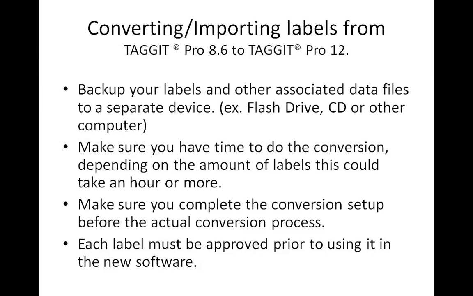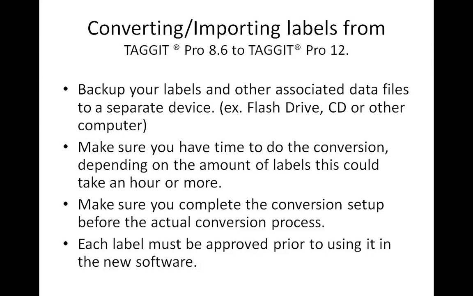Next step is to make sure you complete the conversion setup process before you do the conversion. That process involves making sure you have everything linked so that when the actual converter starts to convert, it knows where everything is. And the last thing a lot of people ask is whether each label has to be approved. There's no batch approval. You have to go through each individual label and approve it.